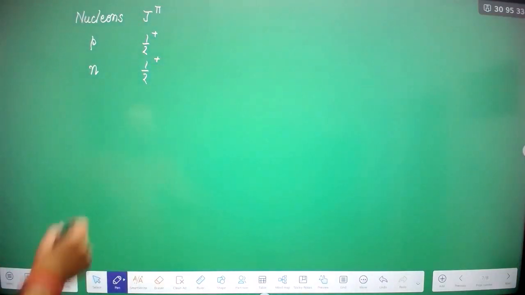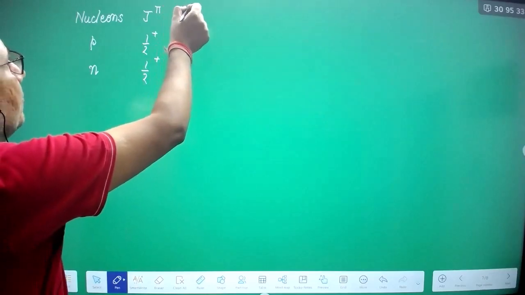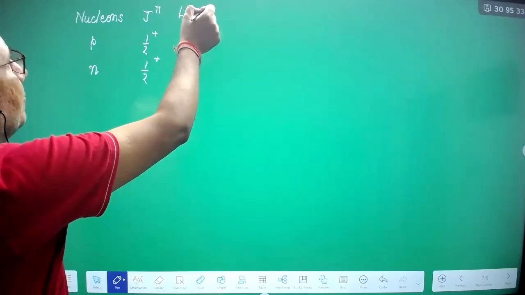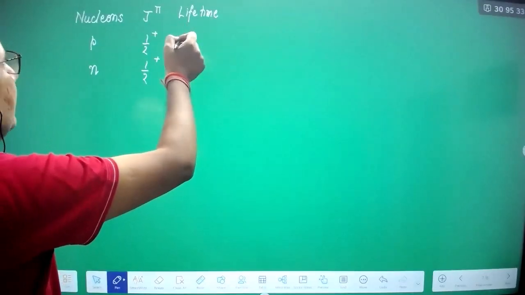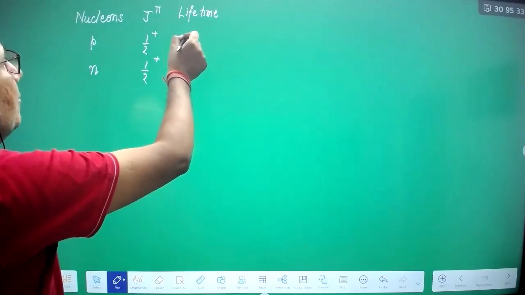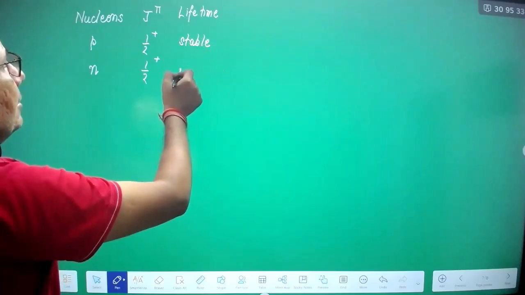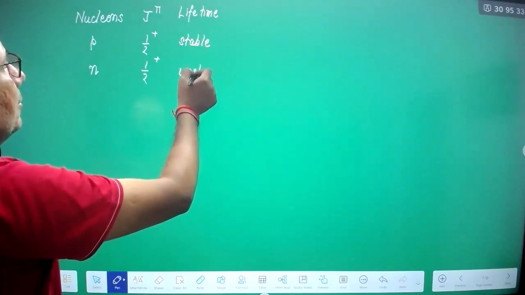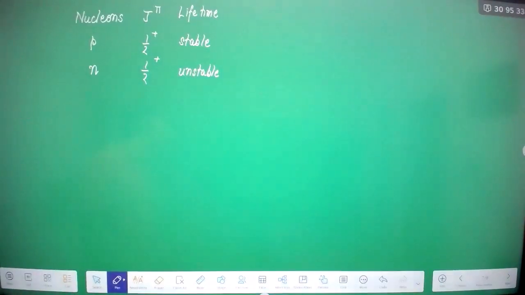Here one more thing is the lifetime. Tau, actually this is the mean lifetime. This is a very stable particle. This is unstable. One is very stable, and that is important. That's why most of the heavy particles finally convert into proton.